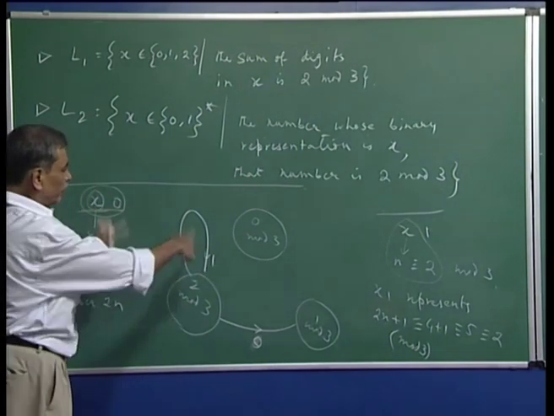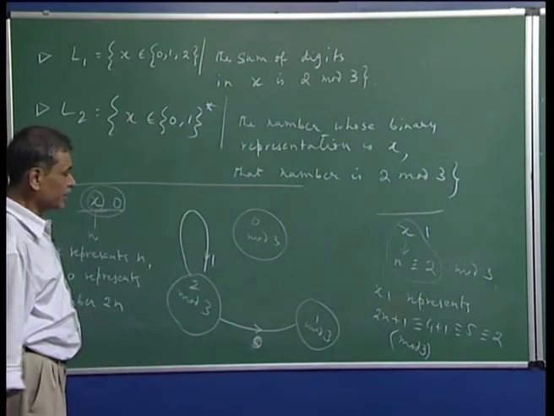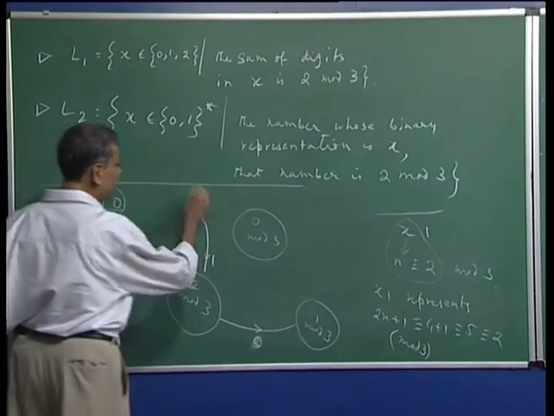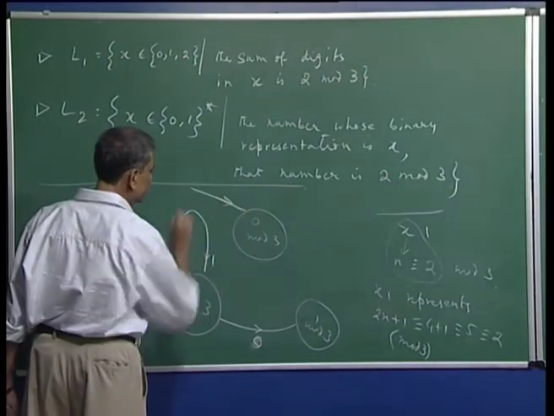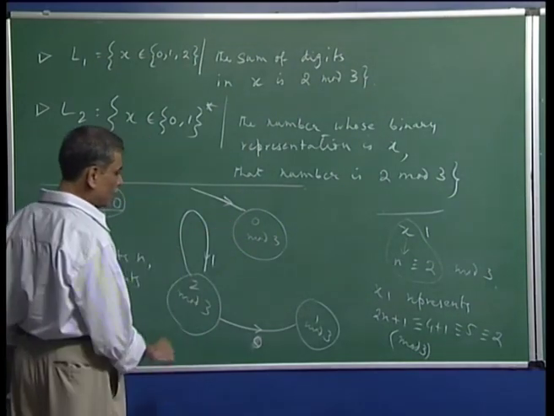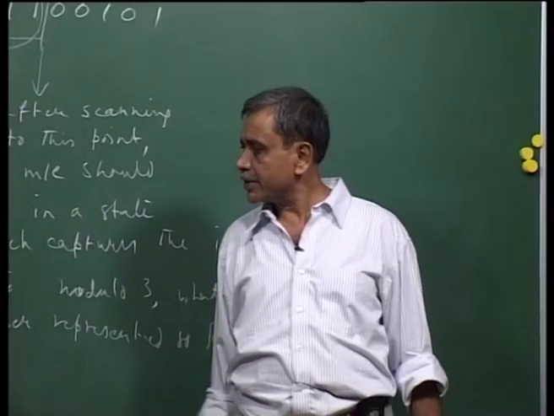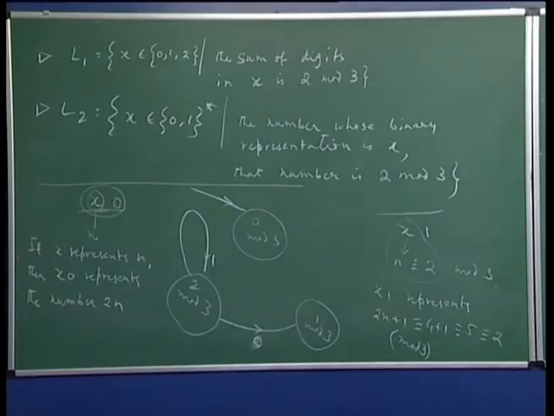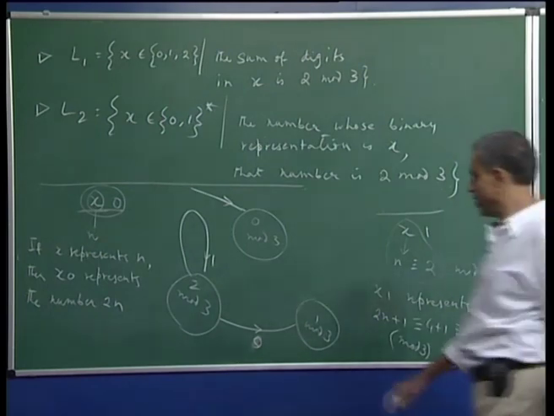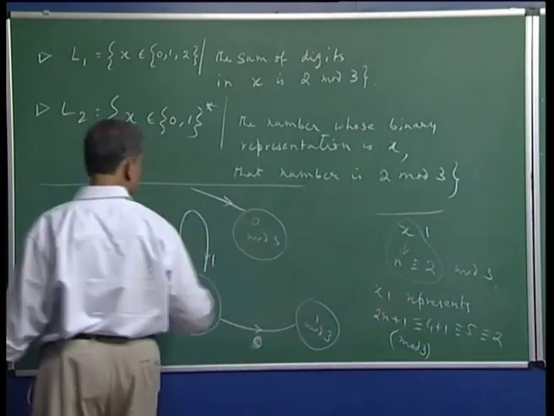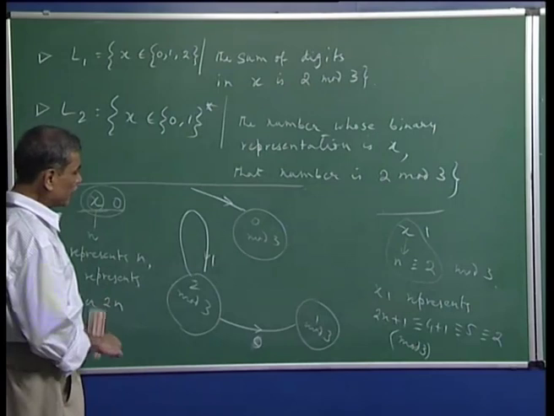This way you can fill up the other 2 states, which we leave as an exercise. Again, as before, the initial state was this. We can complete the rest of the DFA transition table by arguing in a manner like this. I have done it for this state. We can do the rest of the states ourselves.